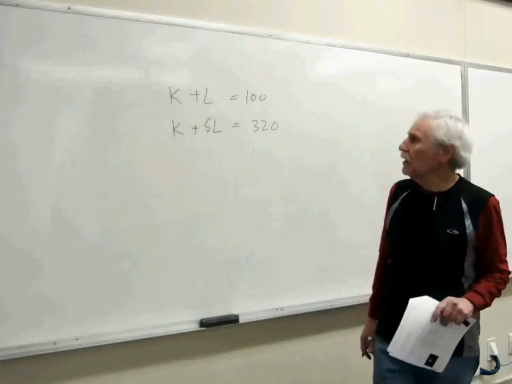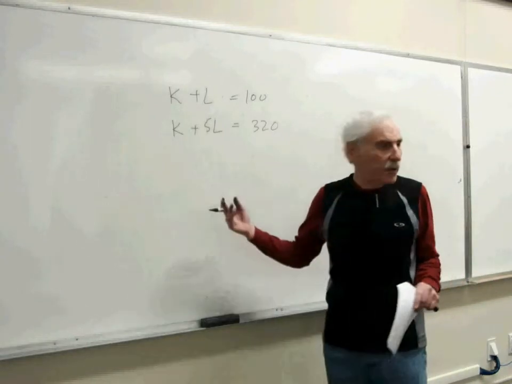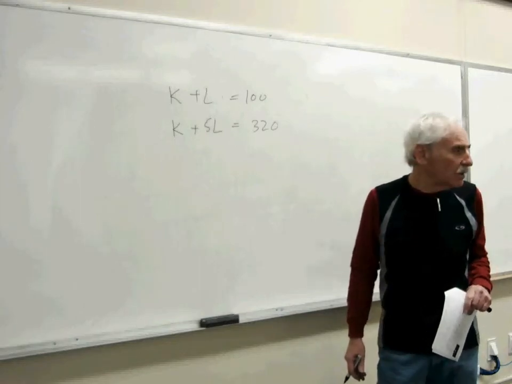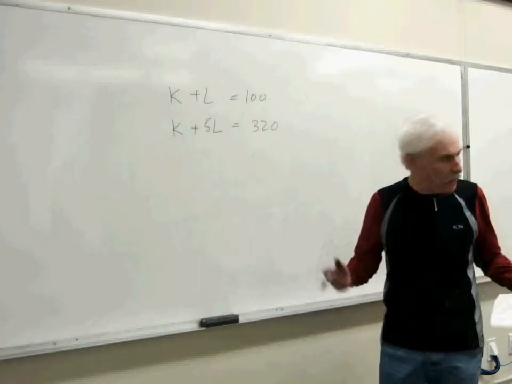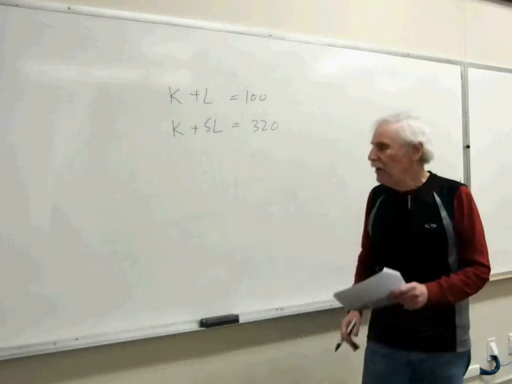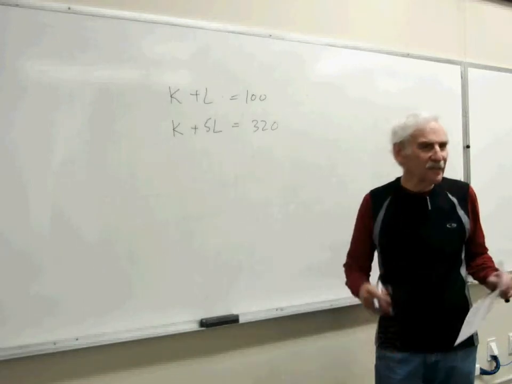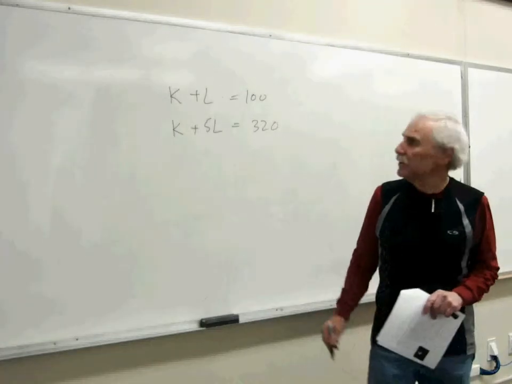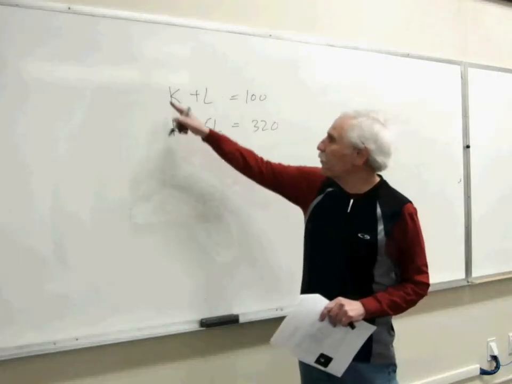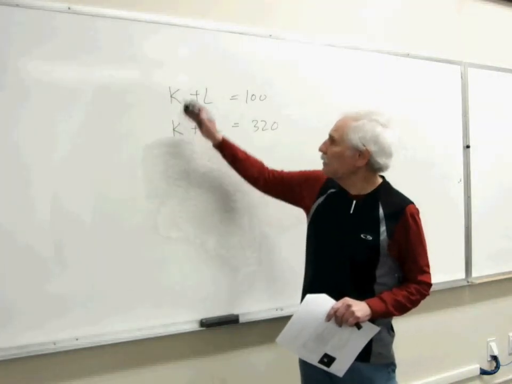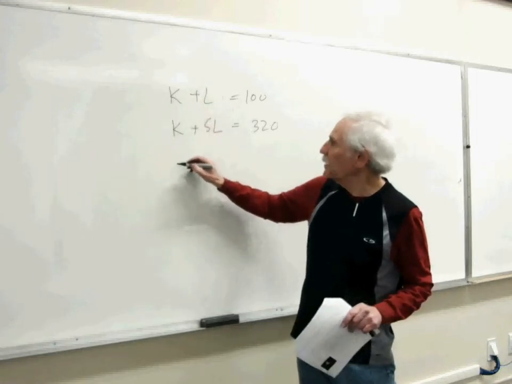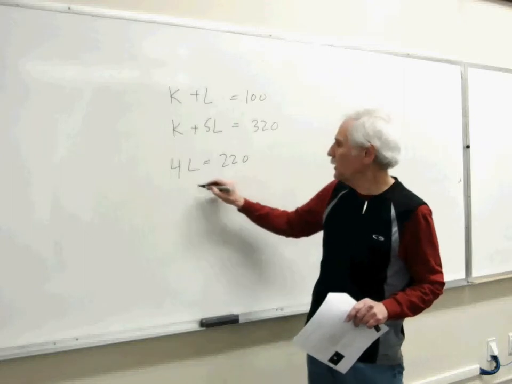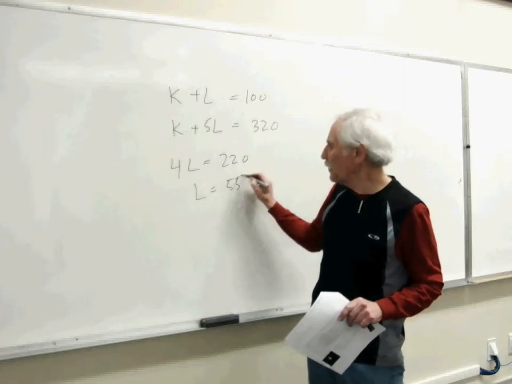What I would do, for example, I would not use Cramer's rule for this. We talked about Cramer's rule and determinants and coefficient matrices and all of that stuff. I would just subtract the two equations. So I would take the first equation and subtract it from the second. That knocks out the number of keys, and I have 4 times the number of locks equals 220. So the number of locks is equal to 55.